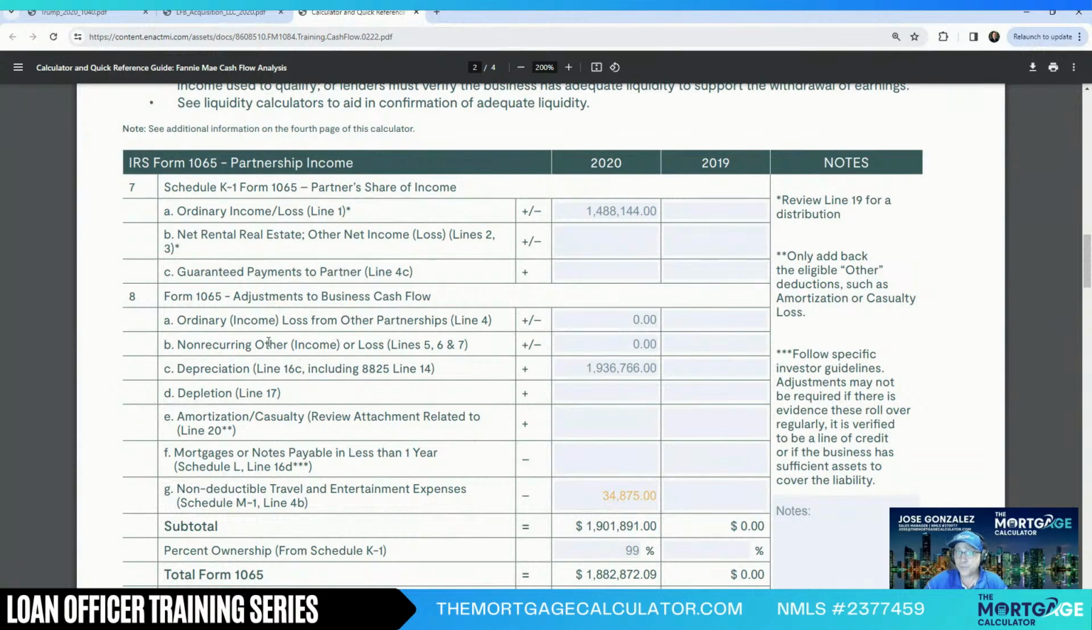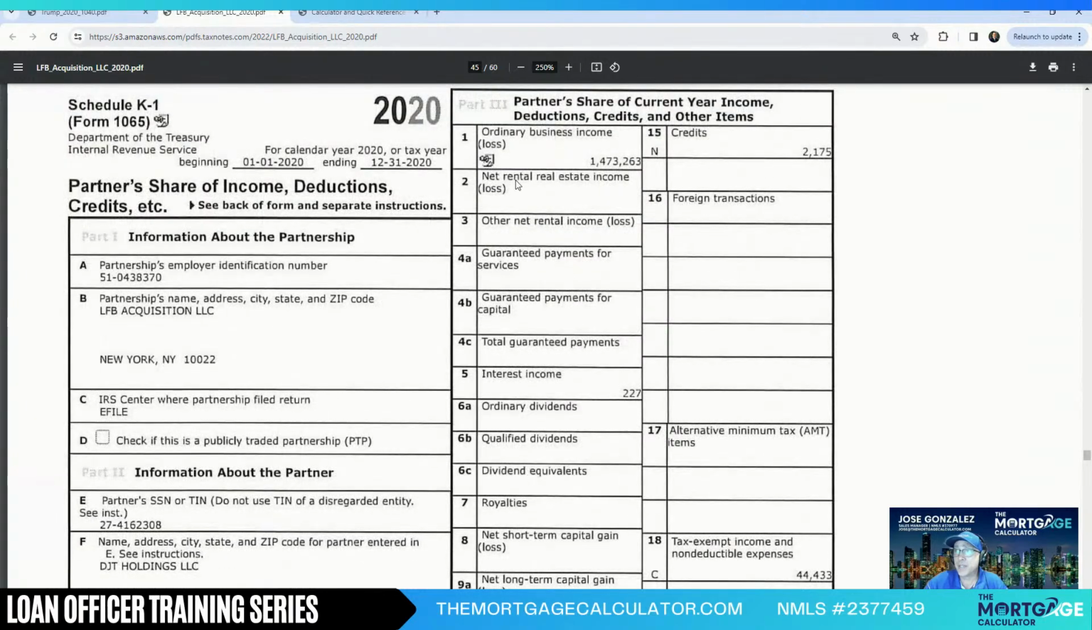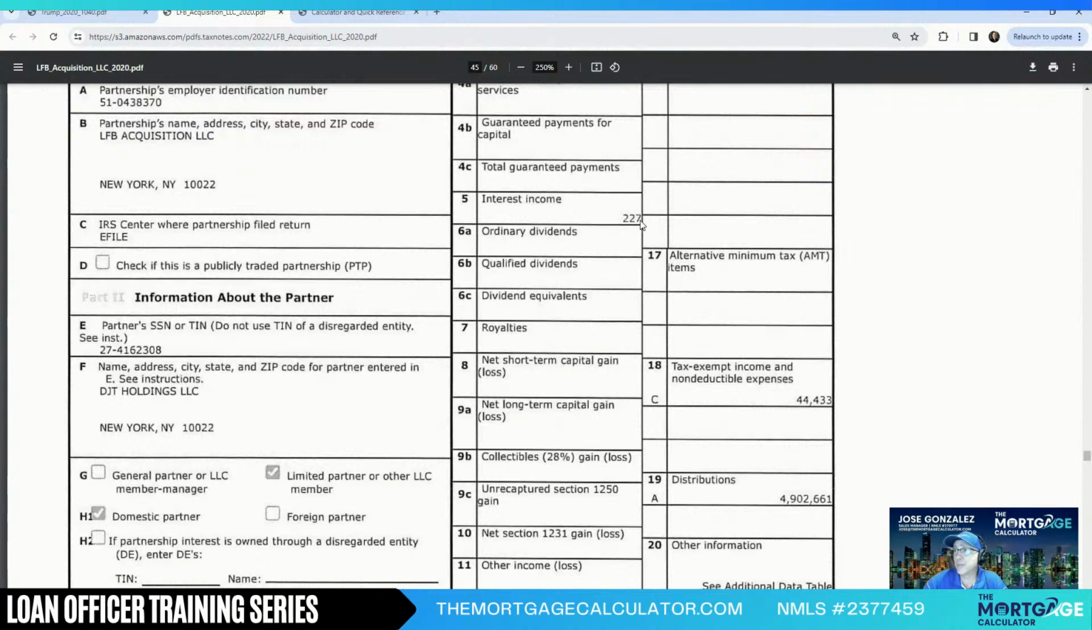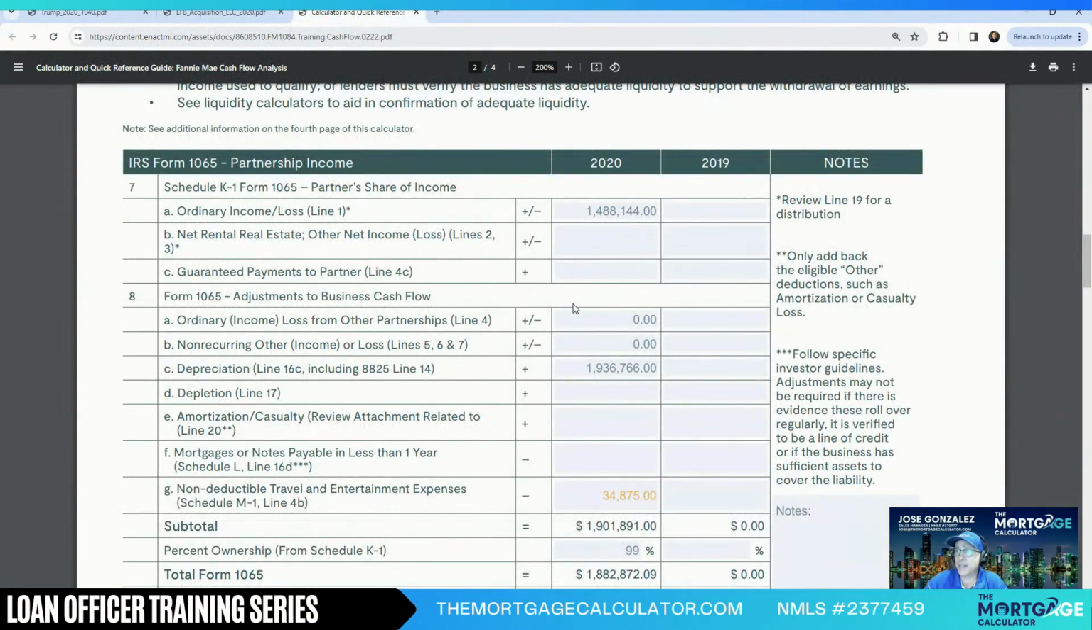So now we're going to go to page 1. So we went to the K1. There's no net rental real estate payments. That would be net rental real estate income or loss, nothing there. There's no guaranteed payments or to others or any of this kind of stuff. A little bit of interest income. Nothing really worth writing home about, $227. So that's all good there. So let's go back to our calculator.